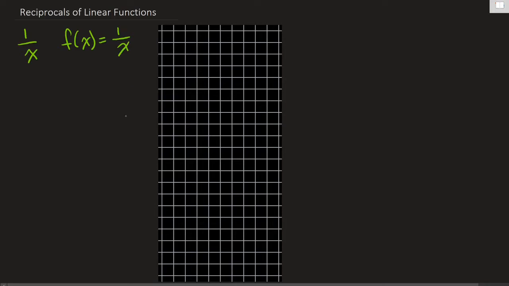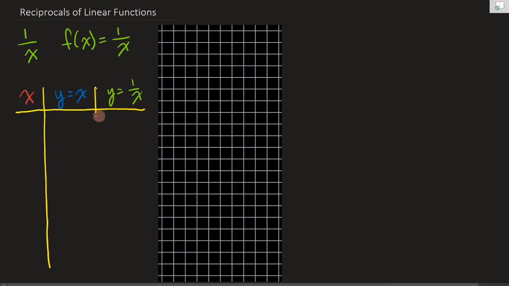Now, often when you encounter a new function, the best way to approach it is with a table of values. So that's what we're going to do. I'm going to make a table of values in 3 parts. We're going to do x, we're going to do y equals x, and we're going to do y equals 1 over x. Okay, and these will be the values that we're going to look at.